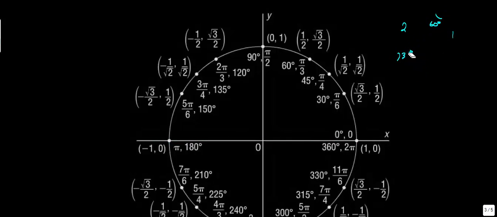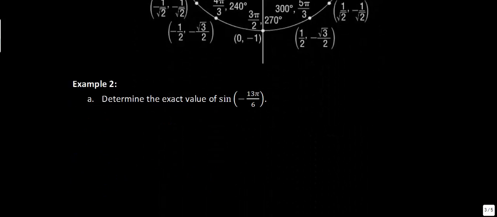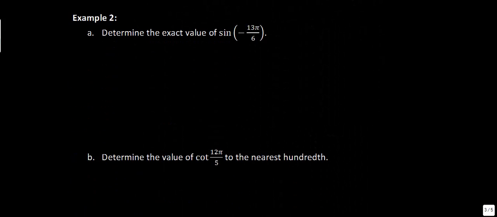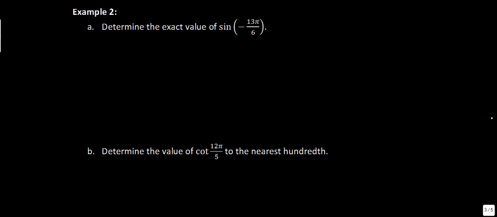So we'll play around with this a little bit to come. I think it's going to help us answer these next questions. All right. So that unit circle is going to be something that I'll likely give you a bigger handout of, because you're going to be referencing that quite a bit. All right. Example 2 says determine the exact value of sine of negative 13 pi over 6.